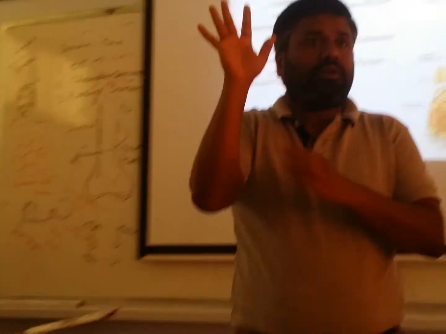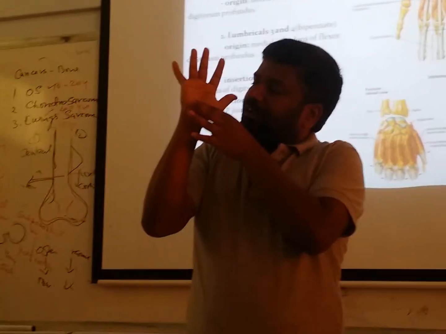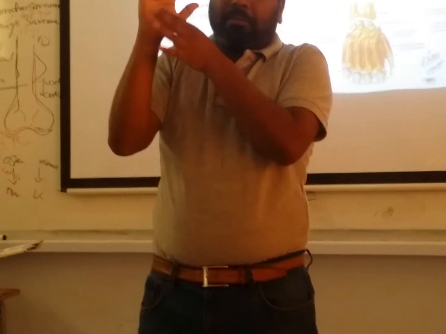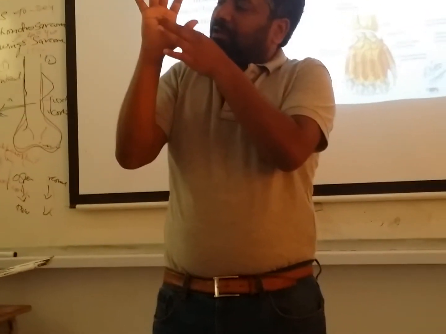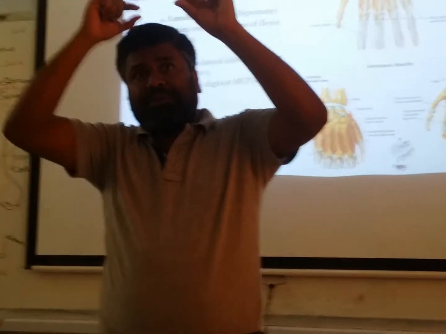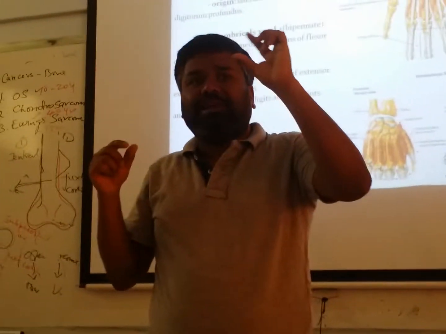Did you follow? The joint between the carpal bones and the metacarpals is the carpometacarpal joint, and the metacarpals with the proximal phalanges, the metacarpophalangeal joint. That is where flexion occurs. And this is the interphalangeal joint. You have three phalanges: proximal, middle, distal. The joints between those phalanges are called the interphalangeal joints.